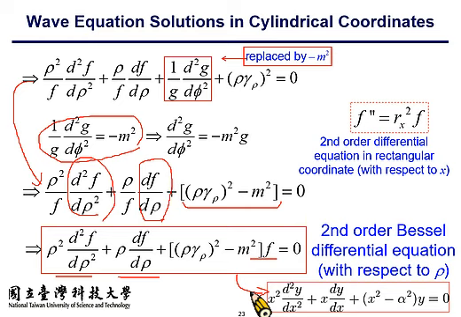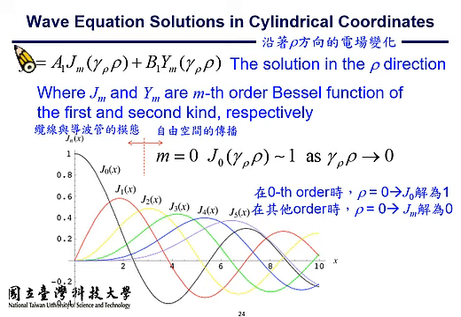Therefore, we can introduce the general solution for Bessel equations. These are the so-called Bessel functions. A J plus B Y are the Bessel functions. They are the general solutions for the wave equation in cylindrical coordinate system along the rho direction.